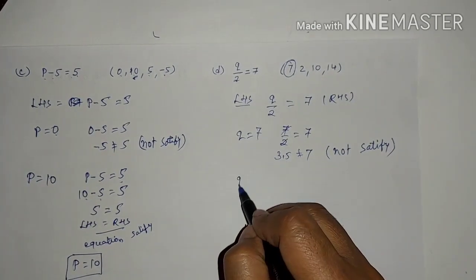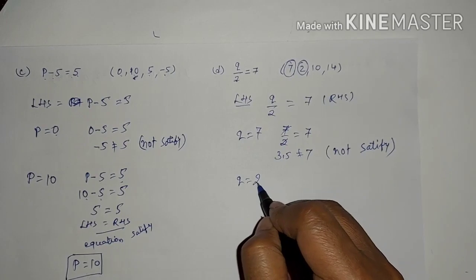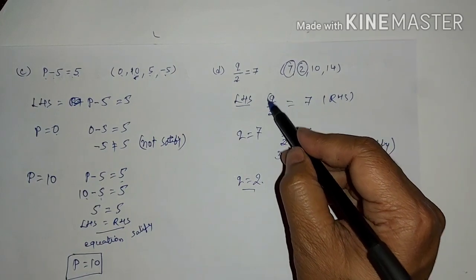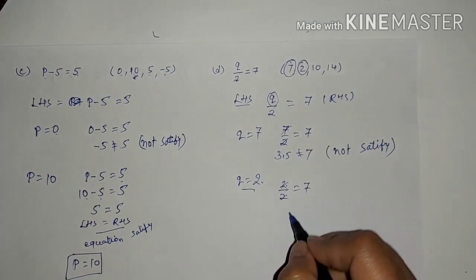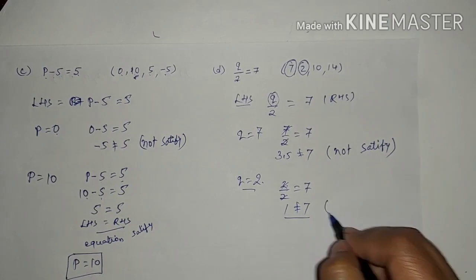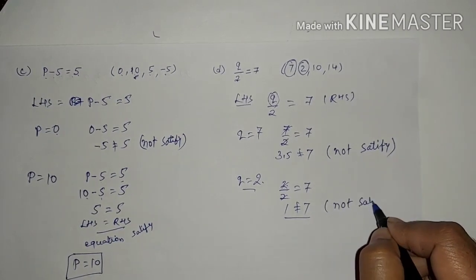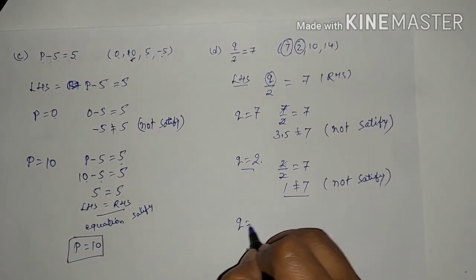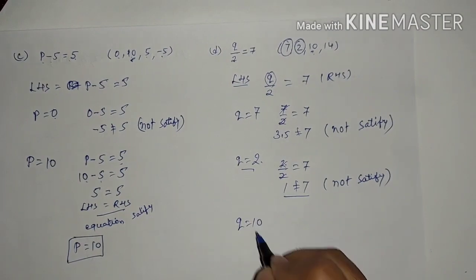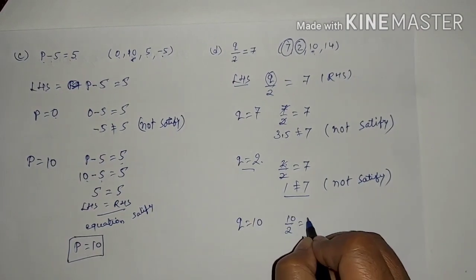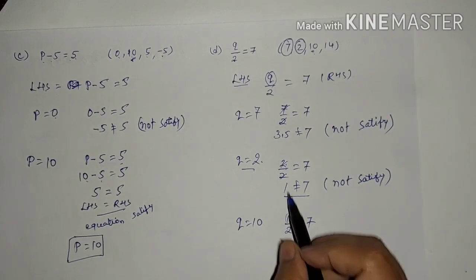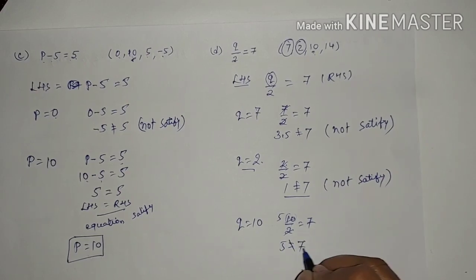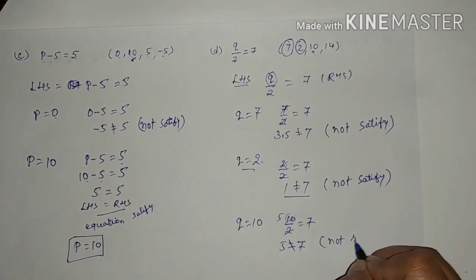Okay, now second is q value is 2, so 2 upon 2 is 1 after cancellation, which is not equal to 7, it means not satisfied. Okay, next is q value given 10, so 10 upon 2 is 5 after cancellation, which is not equal to 7. Here the answer is not satisfied.